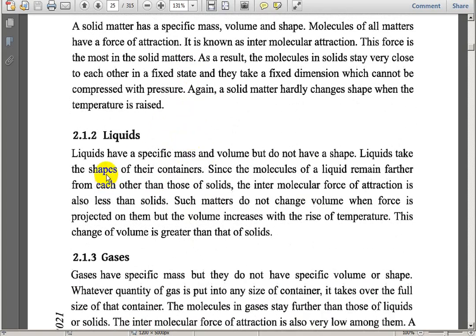Now, a liquid has a specific mass and volume, but doesn't have a shape. Liquid takes the shape of its container. Since the molecules of a liquid remain farther from each other than those of solids, the intermolecular force of attraction is also less than in solids. Such matter doesn't change volume when force is applied, but volume increases with a rise of temperature. This change of volume is greater than that of a solid.